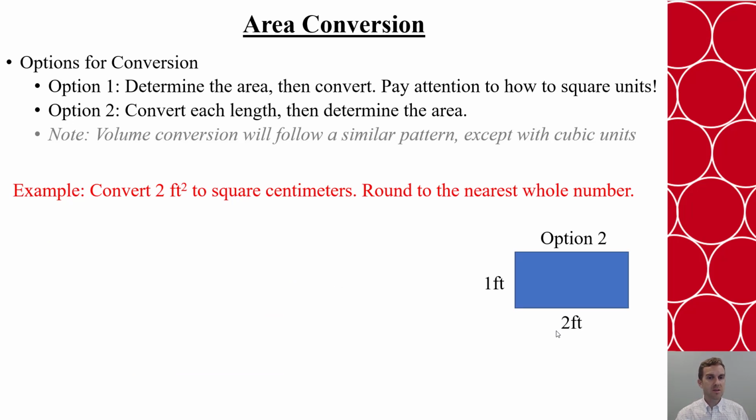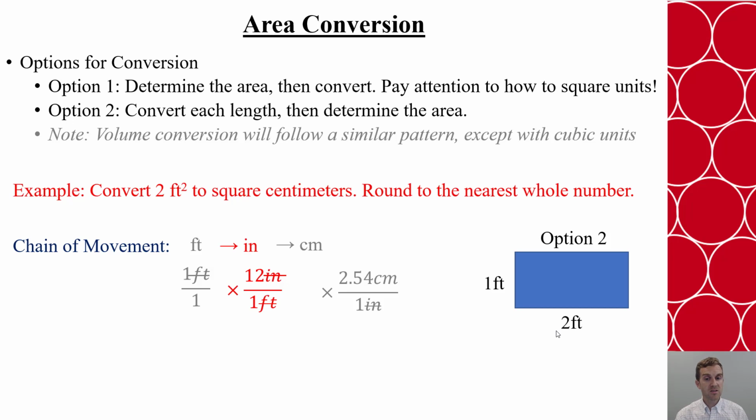Here, instead of dealing with those whole square units that I have to do through the chain of movement, I'm going to change each length to start with. So if I think about changing the 1 foot, I'm going to go from feet to inches to centimeters. So I have 1 foot over 1. I know that there are 12 inches in a foot, and I know there's 2.54 centimeters in an inch. Again, I'm left with only my unit of centimeters, so I'm going to multiply through, and that's 30.48 centimeters. So I'm going to replace the 1 foot with that centimeter value.